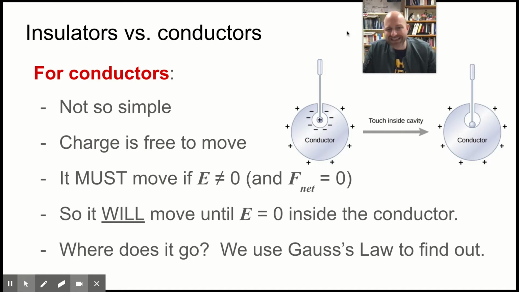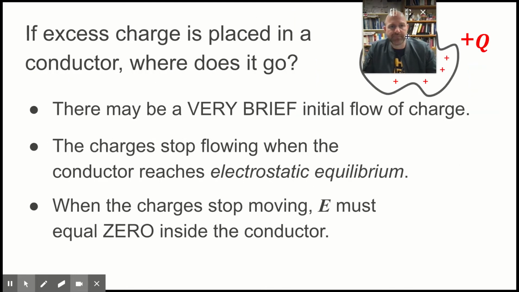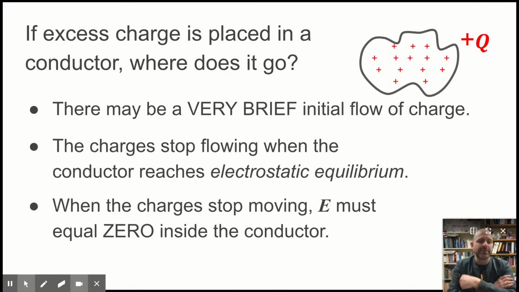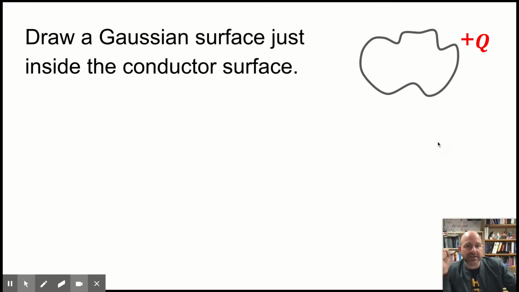So it will move until that condition is met, right? And it reaches this equilibrium. Where exactly does it go, and how does it arrange itself? And that's really what we're going to be looking at. So take an arbitrarily shaped object, put some positive charge on it. Well, initially, you might be able to get the charge to do this in a conductor, but the charge is going to try to get away from itself as much as possible, and it will flow around and move until it reaches electrostatic equilibrium. And that means there must be 0 electric field inside the conductor.